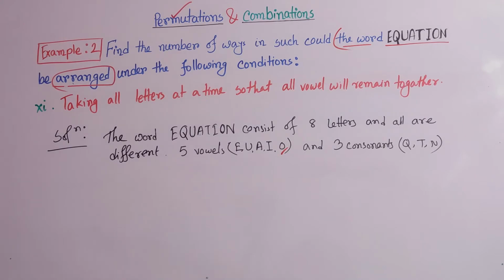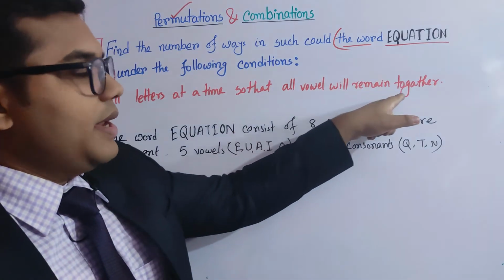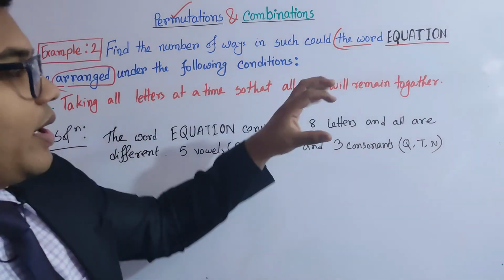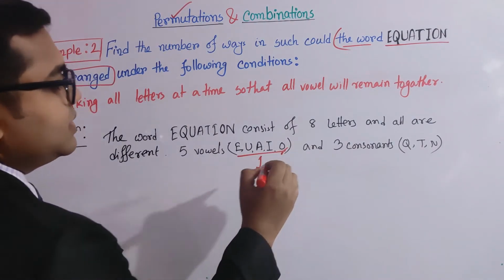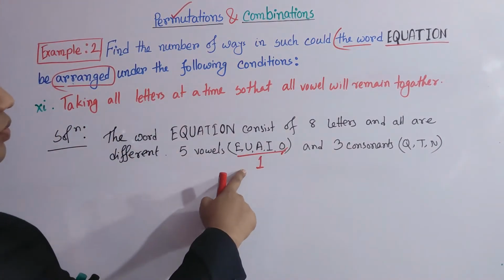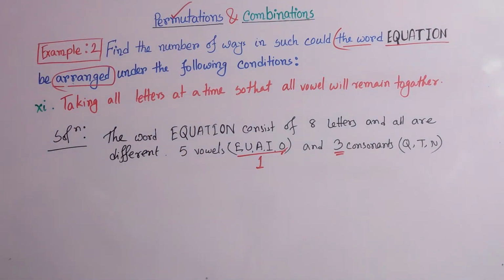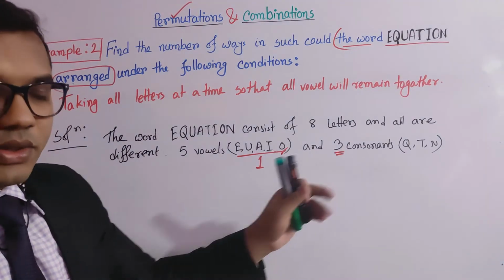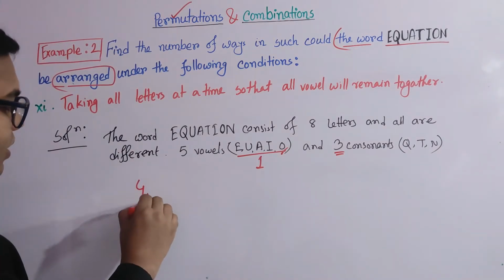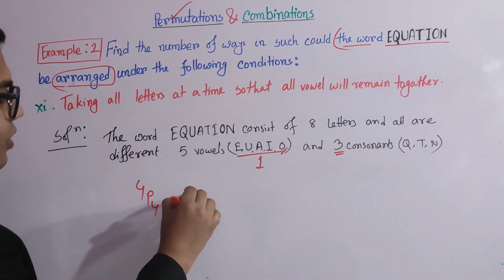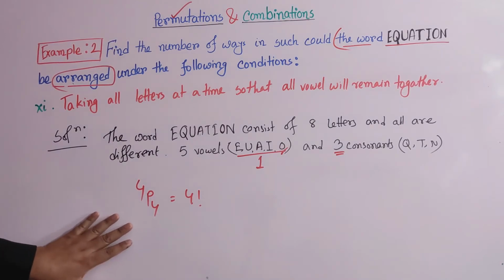Question number 11 says, taking all the letters at a time so that all vowels will remain together. That means all vowels will be counted as one number. So this is 1 and there are 3 consonants. So how many numbers are there? Exactly, there are 4 numbers. So this can be arranged by 4P4, or 4 factorial ways. Clear?